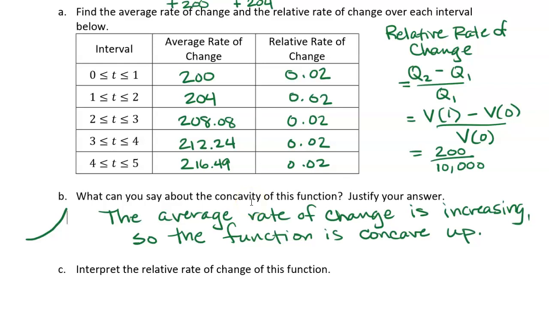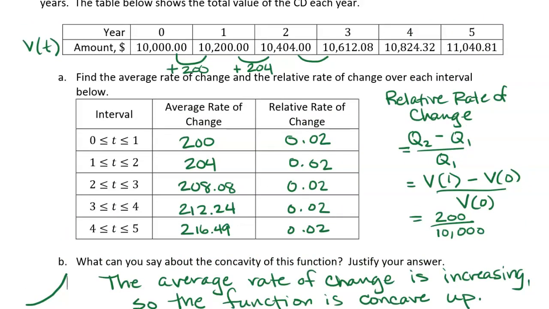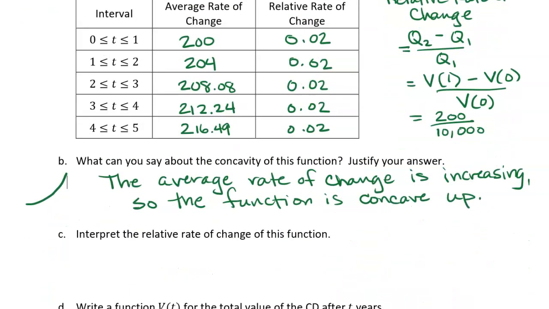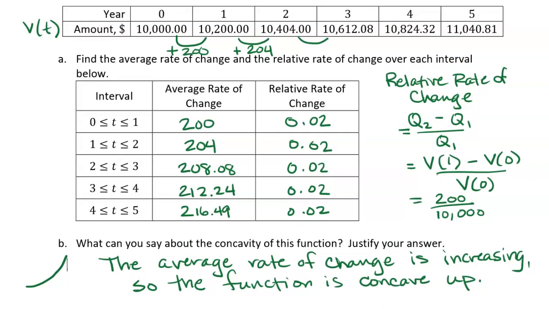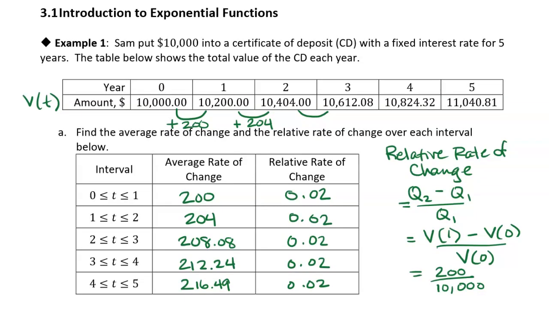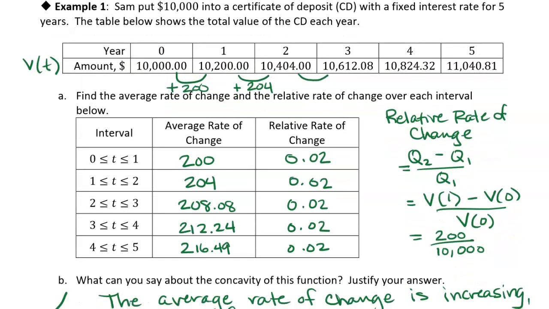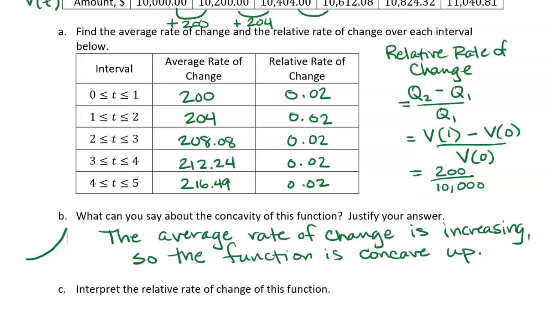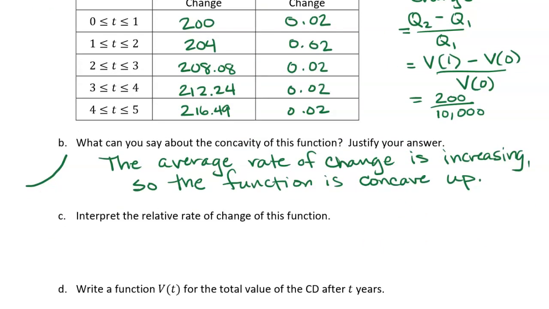Now, we're going to learn more about interest rates later on in this chapter. But if you look at this, the problem said that this CD had a fixed interest rate. So actually that relative rate of change is the interest rate. It's the percent increase of the value each year, and so that means it is the interest rate for this CD.